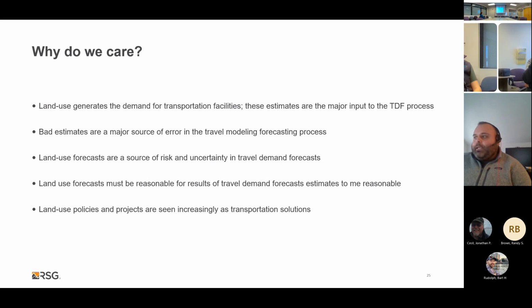So the big underlying thing here is that if you put garbage data into the travel demand model, you're going to get garbage data out of the travel demand model. So it's really important that the land use information that we're putting into the model is reasonable and has been verified, and that the forecast information you're putting in the travel demand model is also reasonable.